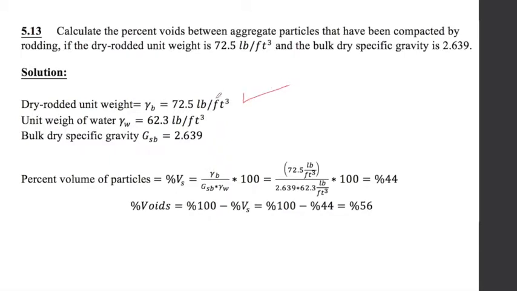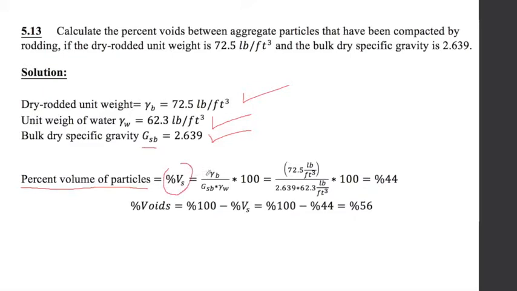From the problem statement, we know that the dry rodded unit weight is given as 72.5 pounds per cubic foot, and we will give it the symbol gamma B. And we know that the unit weight of water is 62.3 pounds per cubic foot, and we will give it the symbol gamma W. Also, the bulk specific gravity is given as 2.639, and we will give it the symbol G subscript SB. As I said, the first step, we will calculate the percent volume of particles.